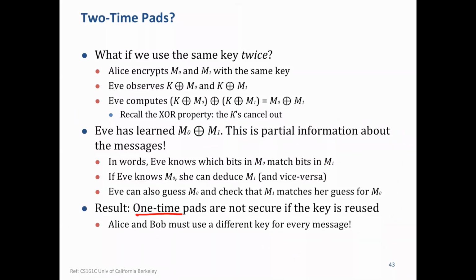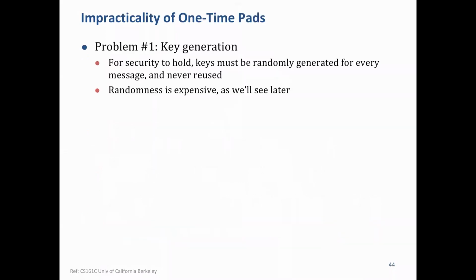So the result is that one-time pads are not secure if the key is reused. It means that Alice and Bob must use different keys for every message. Now, is it practical for keys to be generated for every message and sent securely to the other end, Bob? So this is not practical, right?